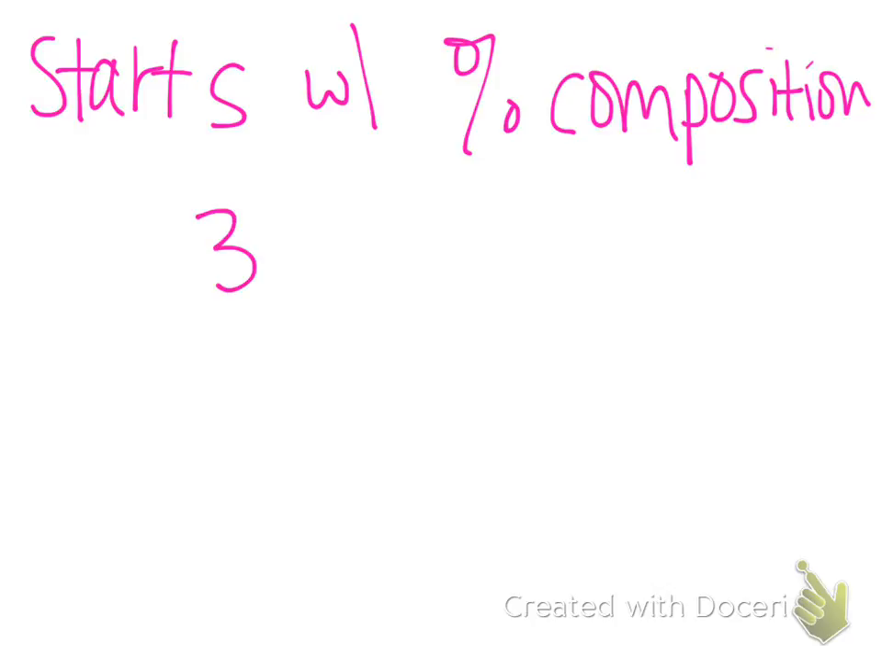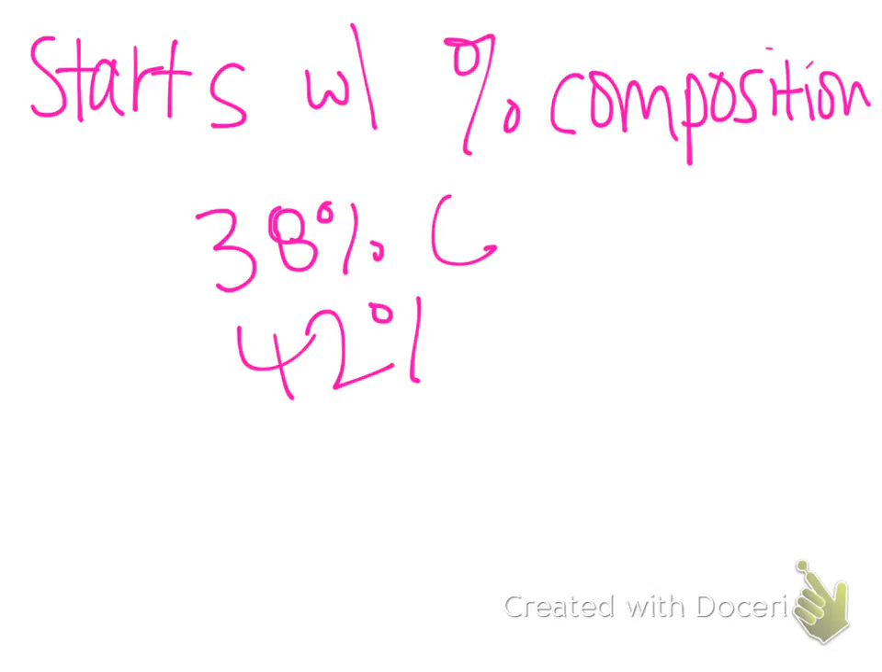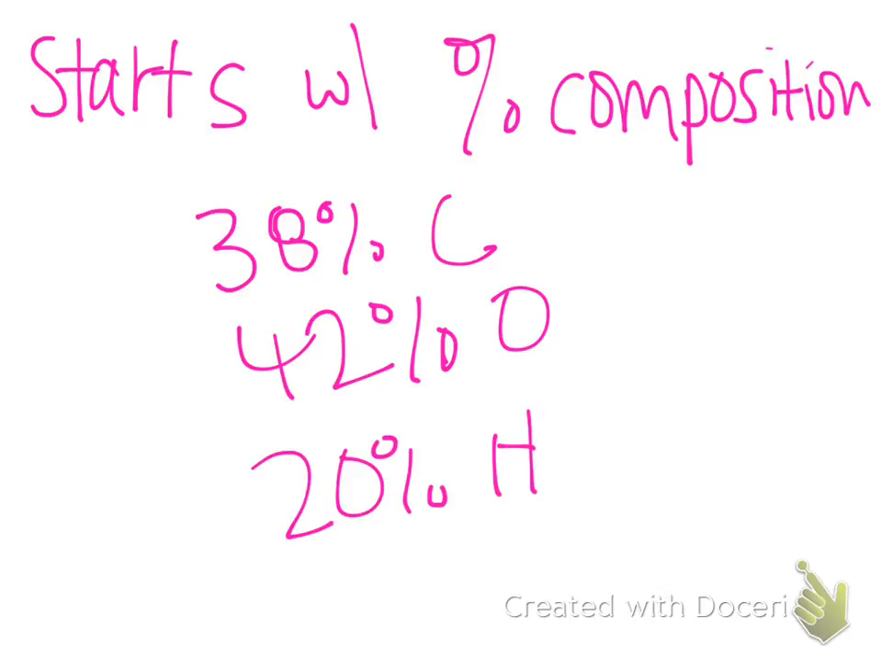So it might say it's 38% carbon, 42% oxygen, and 20% hydrogen. That could be the percent composition of this particular compound. These numbers are made up, so it's probably not going to work, but I'm just telling you that's what we're going to start with. Usually we'll start with a percentage. If that's the case, we want to put these percentages in grams.